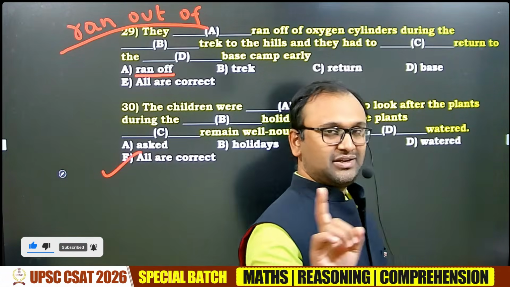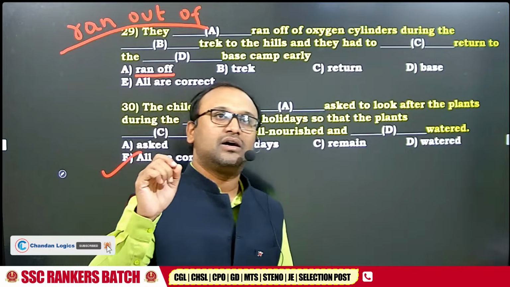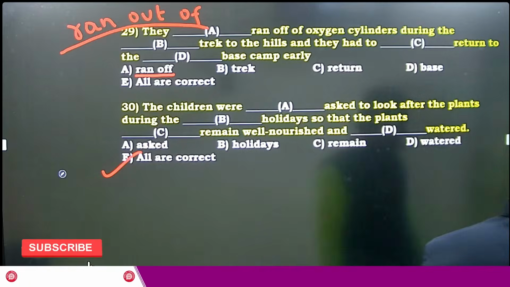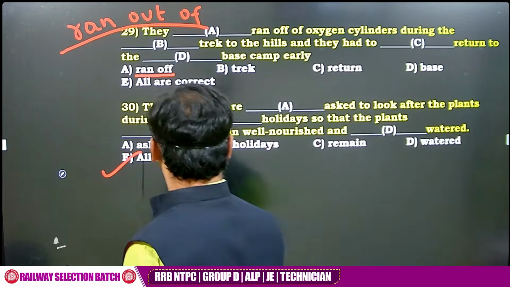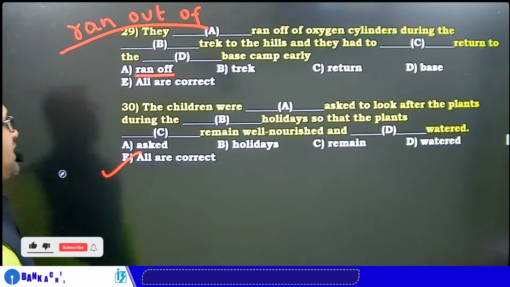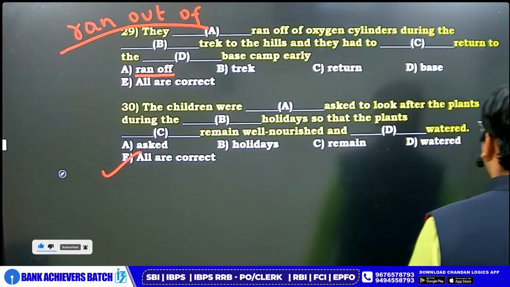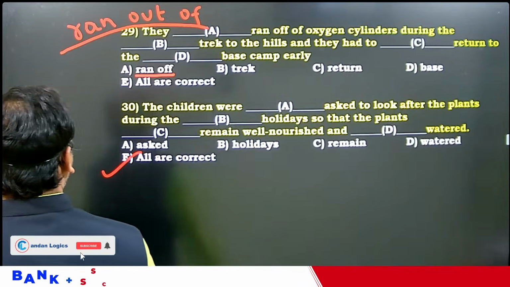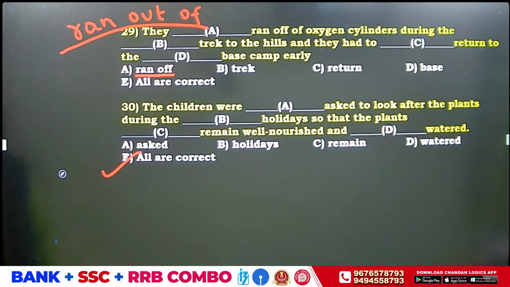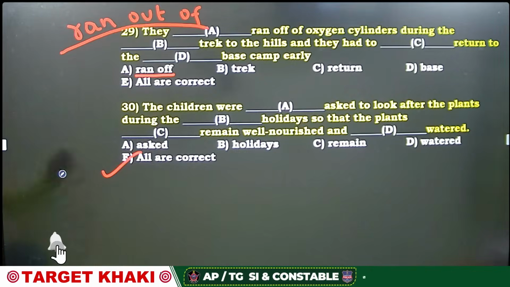Not a single question. Genuinely saying this, 30 out of 30 paper this is. What is the problem with remain? You want to change it into past tense? No need. Here you don't have to change into past tense. You can keep it in present tense. The children were asked to look after the plants during the holidays, so the plants remain. No problem. And waters, no problem. Here tenses is really not a big problem.